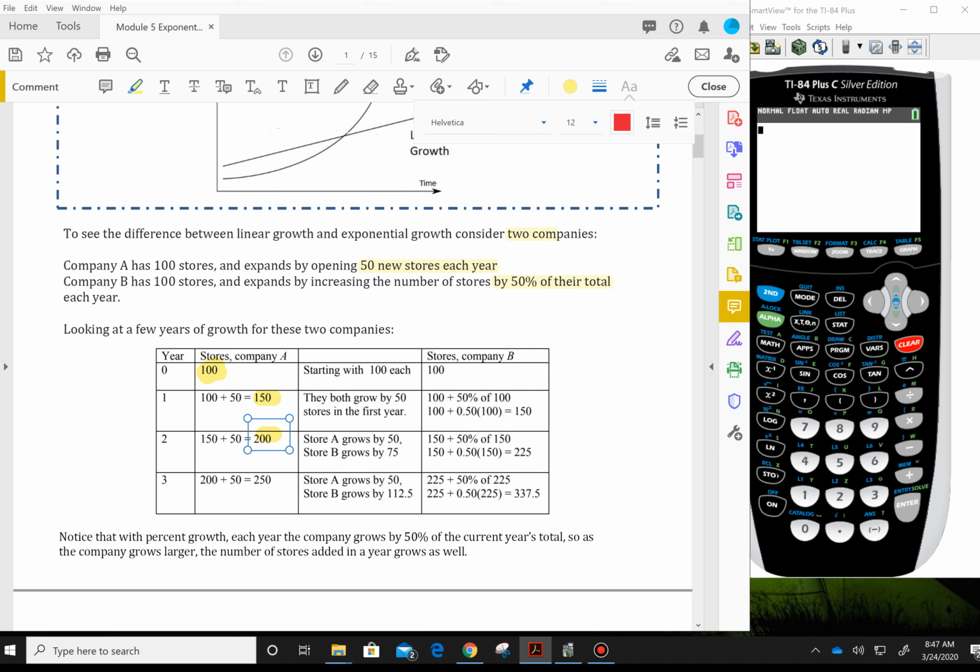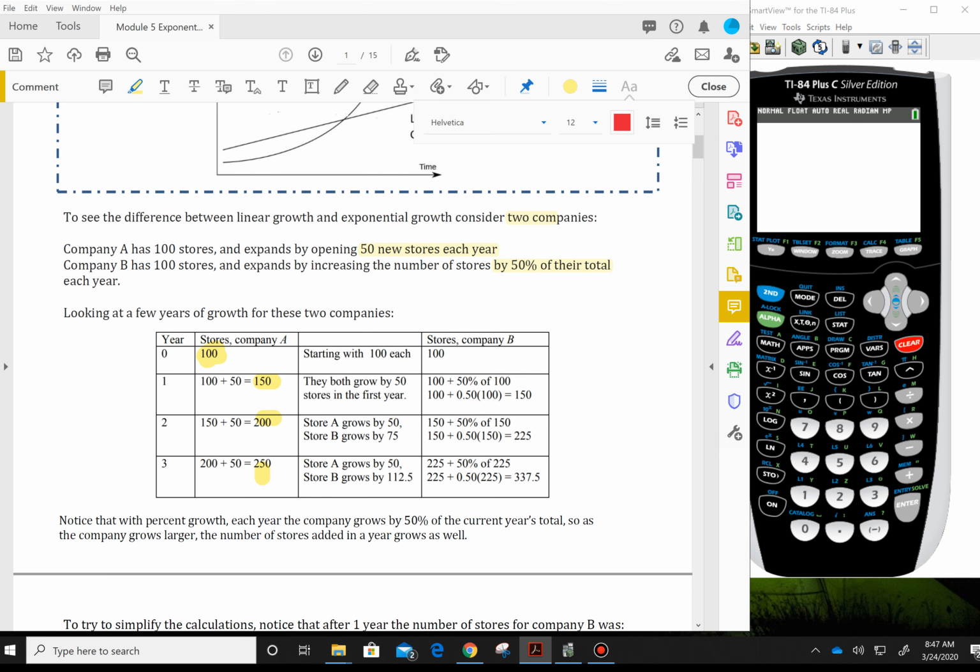After 3 years, they add another 50 stores, and now they have 250 stores. While Company B starts with 100 stores, after the first year, they'll add 50% of that 100. And notice that 50% of the 100 is calculated by 0.50 times 100. And the original 100 plus that 50% now gives the new total of 150 again.